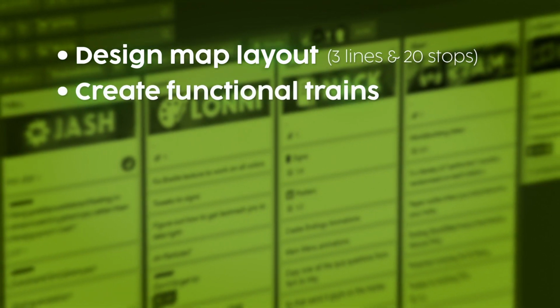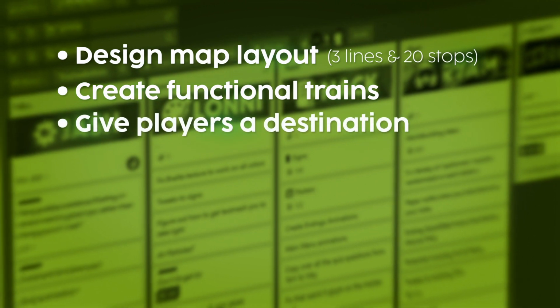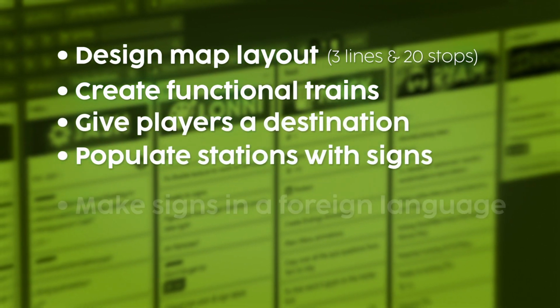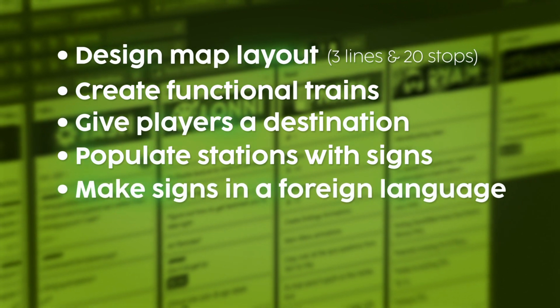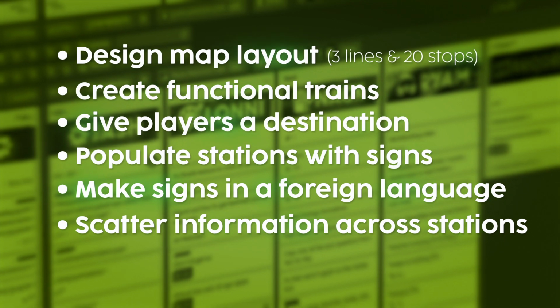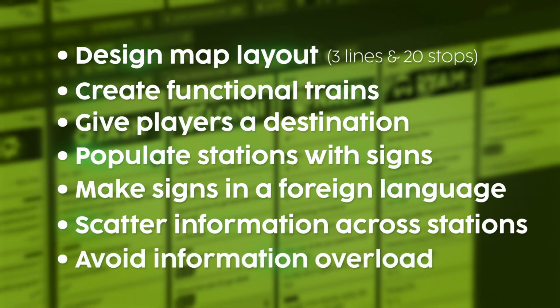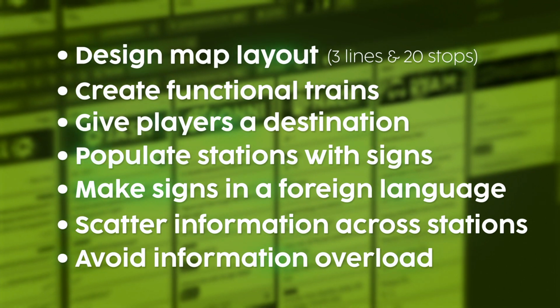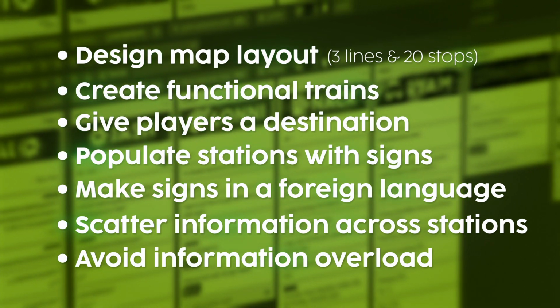Create a subway system with functional trains, give the player a destination, populate each station with accurate signs indicating directions, and make all the signs in a foreign language. Scatter different types of information throughout multiple stations, requiring a little bit of exploration, and finally avoid information overload. So that means no timetables or overcrowded signs. Sounds like a pretty solid plan, right?